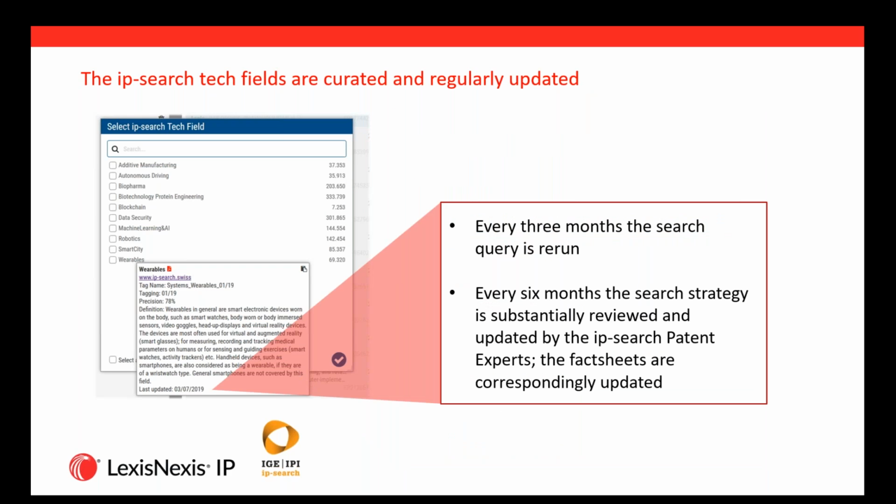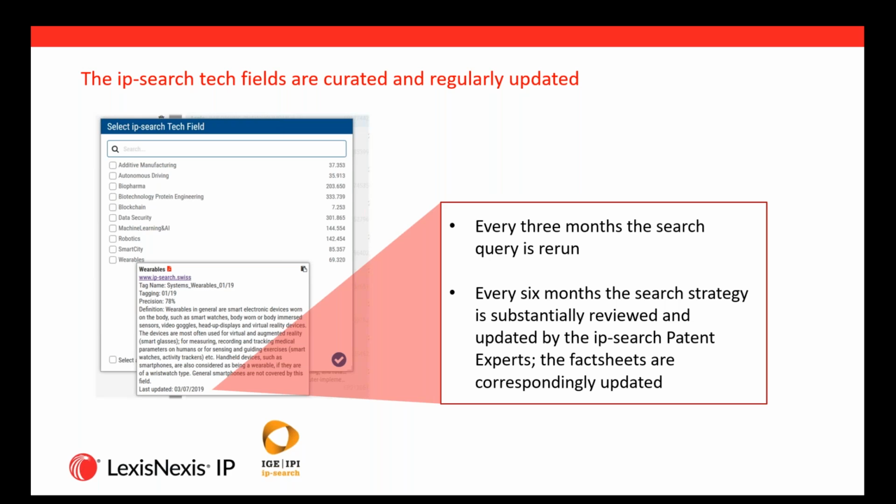Of course, these are technologies that develop quickly, so there is a need to update these technology fields regularly. For the time being, and for these 10 technology fields, we perform a regular update, an ordinary update every 3 months, which means we take our search strategy and run it again, thus updating the families that are added to these technology fields every 3 months.